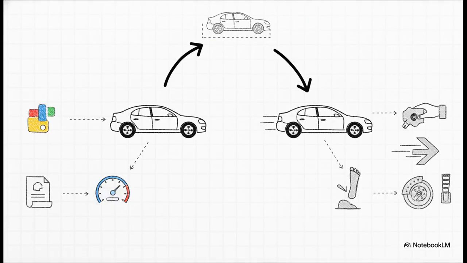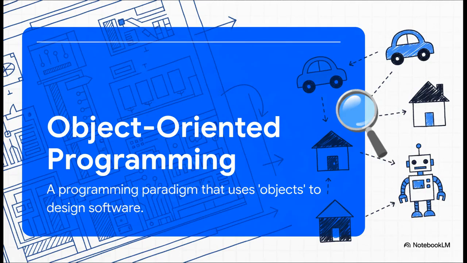So what's actually in this blueprint? A class basically defines two key things. First, what an object knows. This is its data, and we call them attributes. You know, for a car, this would be its color or its top speed. Second, a class defines what an object can do. These are its actions or functions, and we call them methods. Things like start engine or accelerate. And when you put all of this together, the blueprints and the things you build from them, you get object-oriented programming. At its core, it's just a way of designing software that revolves around these ideas. It's all about modeling the real world right there inside our code.